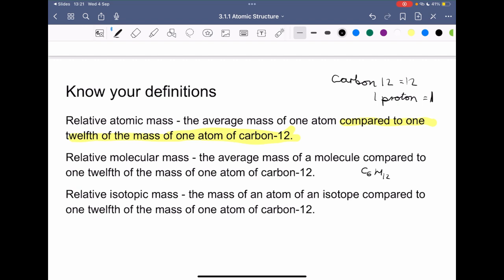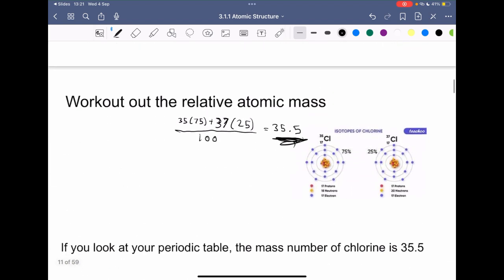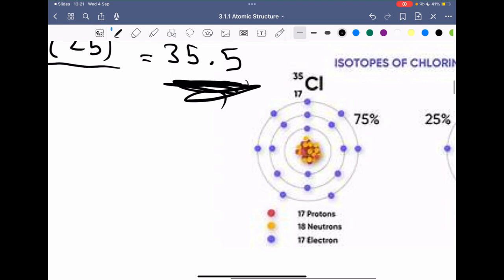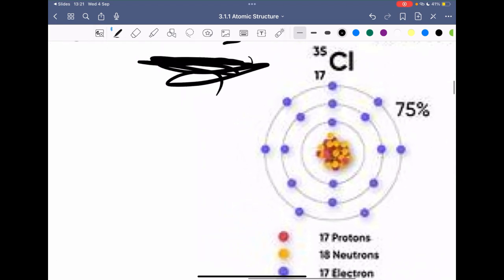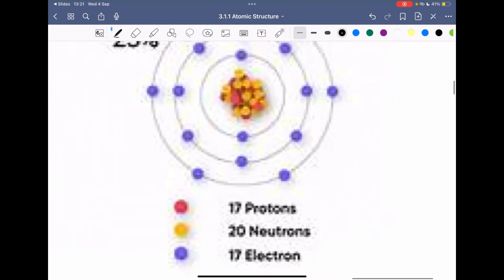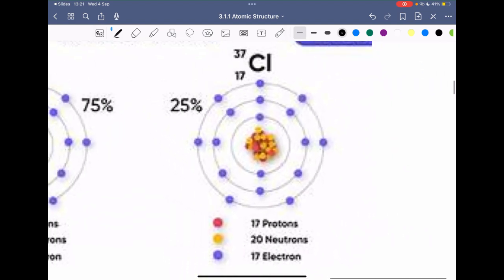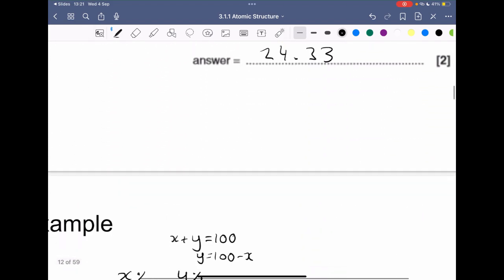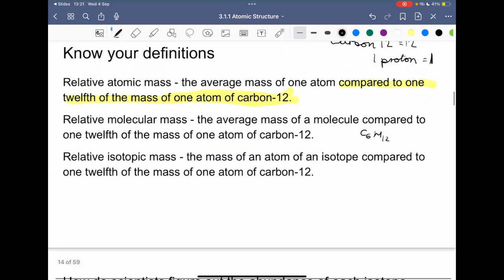The relative isotopic mass is the mass of an atom of an isotope compared to 1/12 of the mass of one atom of carbon-12. That basically just means the mass of an individual isotope. So like here, the mass of this isotope is 35, so the relative isotopic mass is 35. The relative isotopic mass of this one is 37. So it's the mass of one individual isotope.